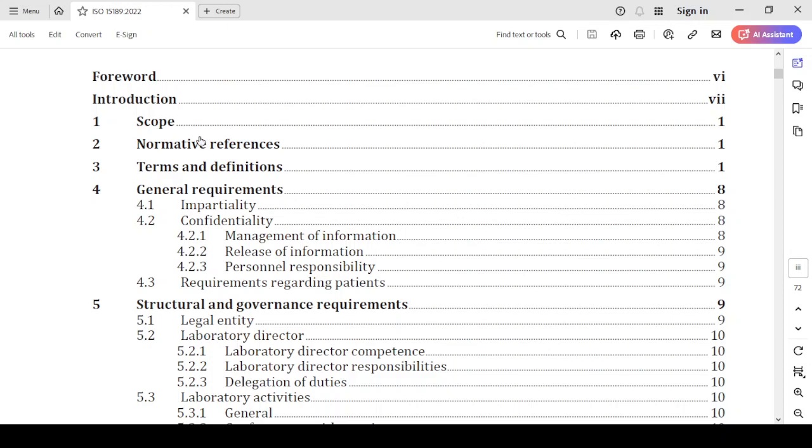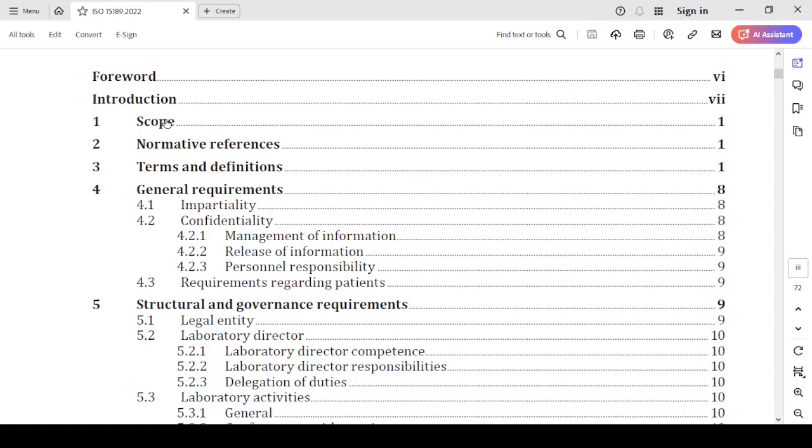So you can see that the first part of the standard is the foreword. Okay, this is standard for all standards. There is an introduction that talks about that specific standard. Then there is a scope, which tells you how far the implementation of this standard goes. What is meant to be the boundaries of implementation of this standard.